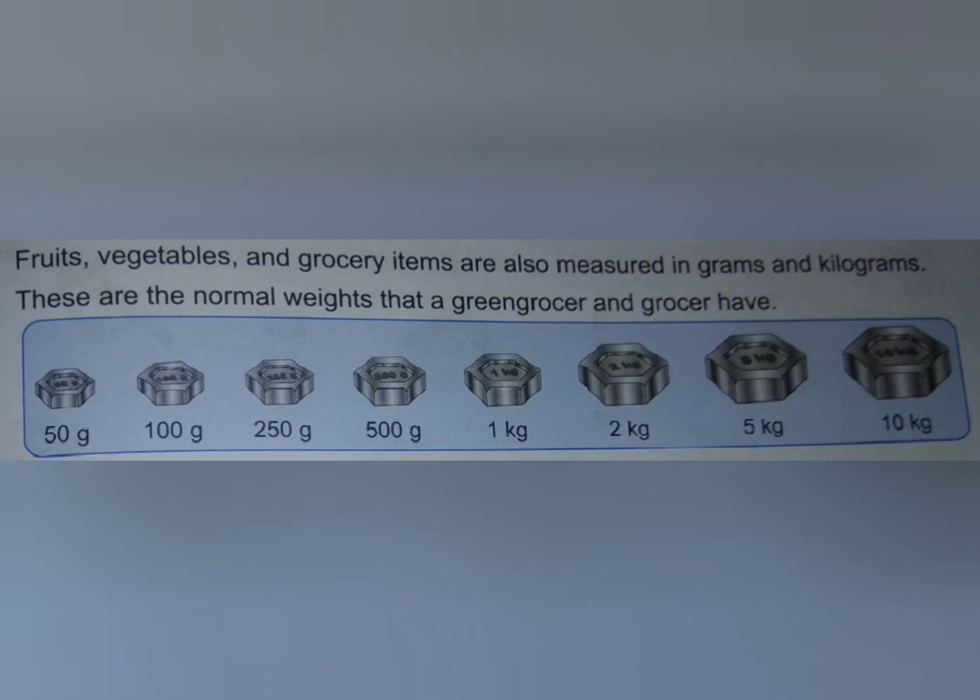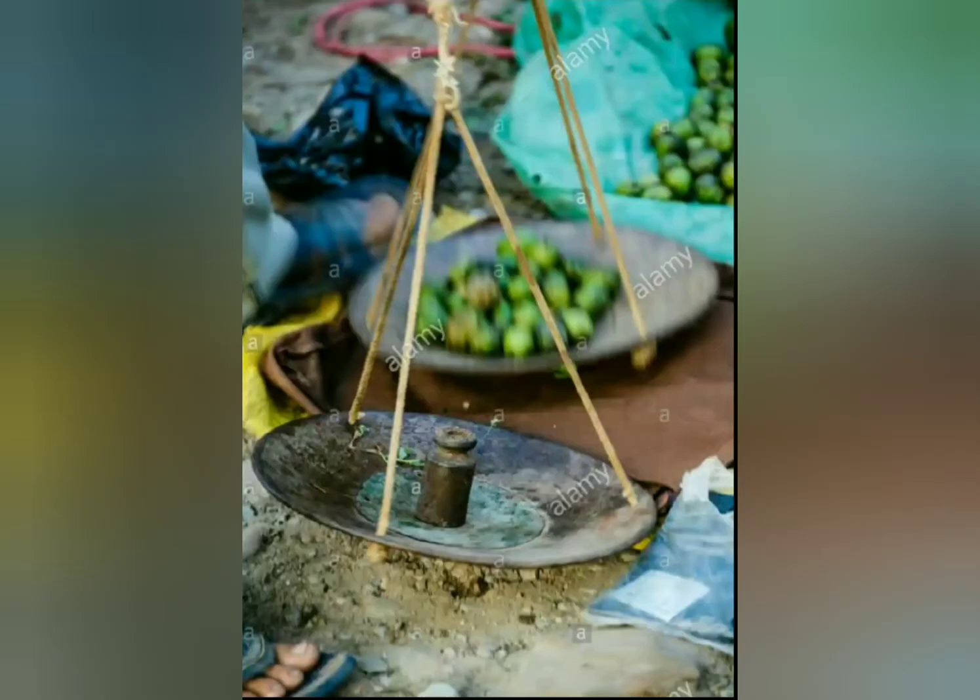Then how do we measure these? What things do we use to measure this weight? Children, these are the government approved weighing stones. We use these weighing stones to measure the weight of the objects. And this is the weighing balance. You might have seen these weighing balances in grocery shops, fruit or vegetable markets.